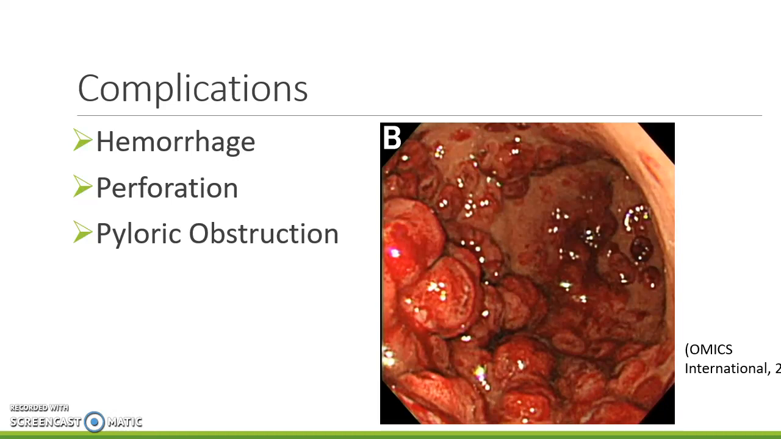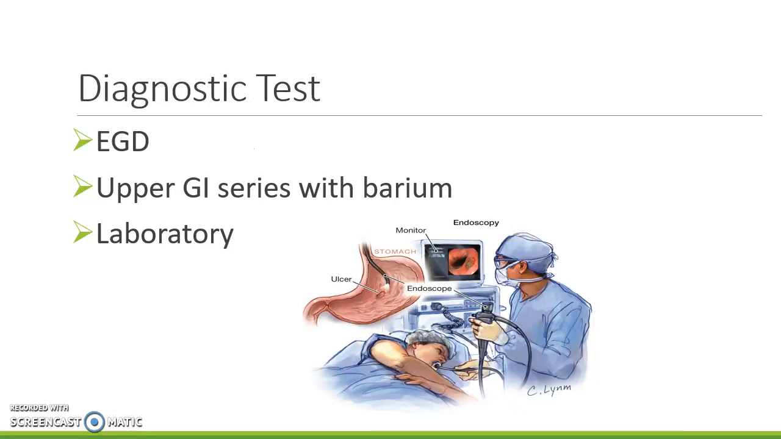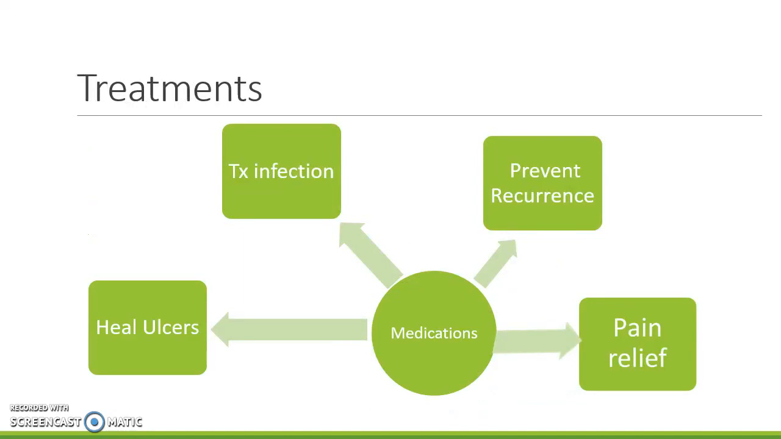This shows a picture of hemorrhage, and the diagnostic tests that can be done are the EGD, the upper GI series with barium, and laboratory tests. Here's another picture of an EGD being done. And treatments with medications are fourfold. They're aimed at healing the ulcers, treating infections and the underlying cause, preventing recurrence, and pain relief.